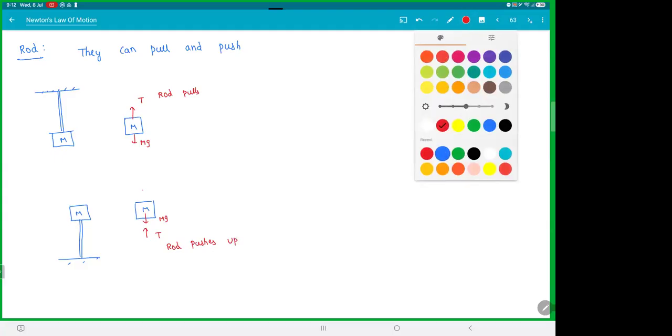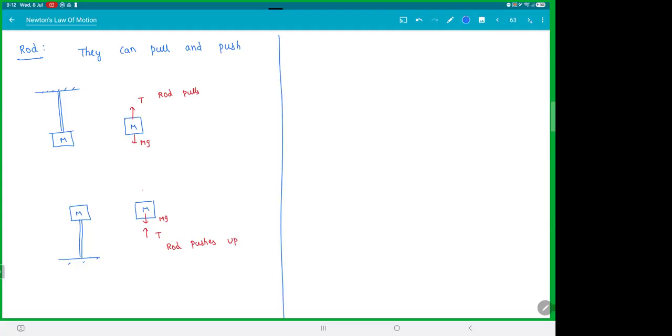But if you take a string, they can only pull, they can never push. That is how their structure is. They're okay under tension, but the moment you try to compress them, they just go off. Look at your mobile charging cable. If you try to pull, it will come, but if you try to push, it will just become loose. They can only pull.